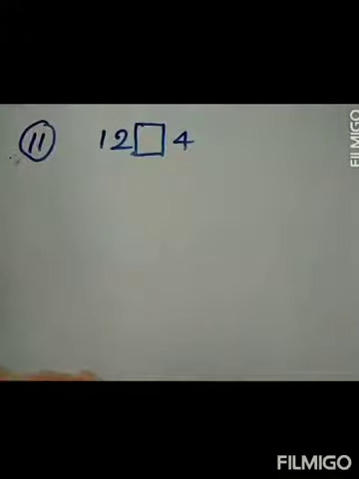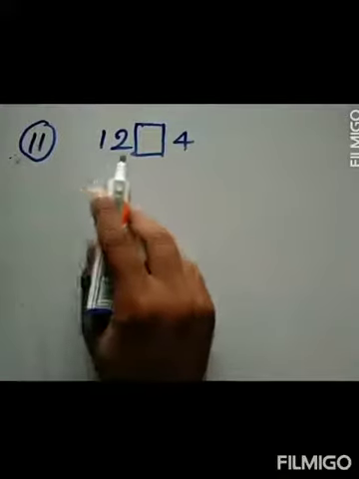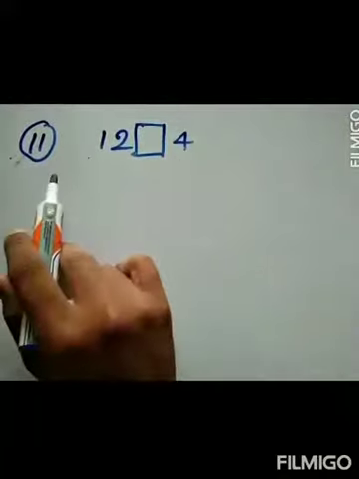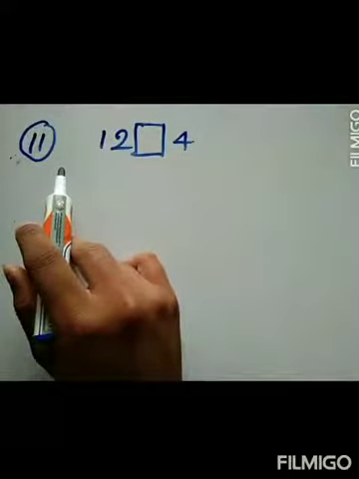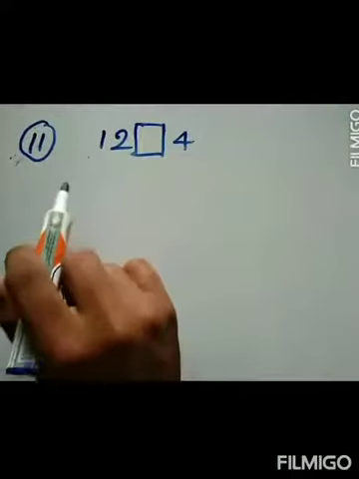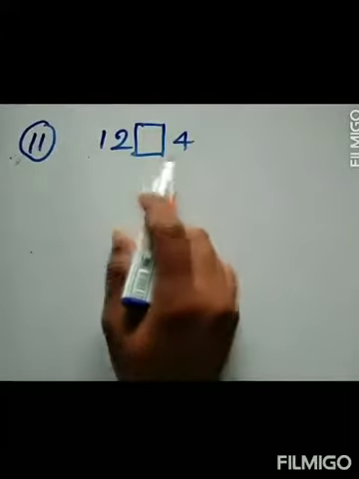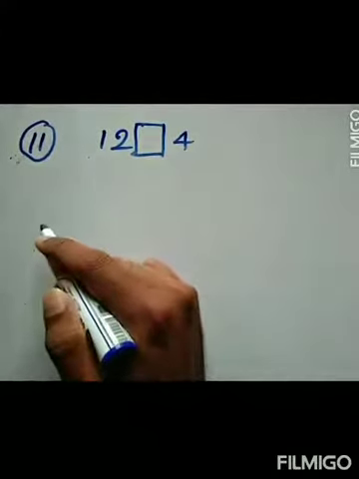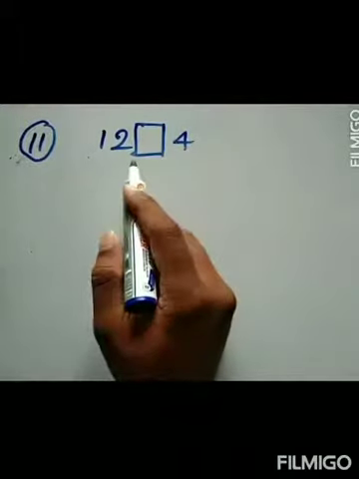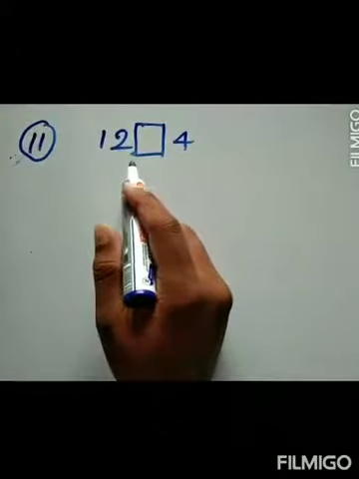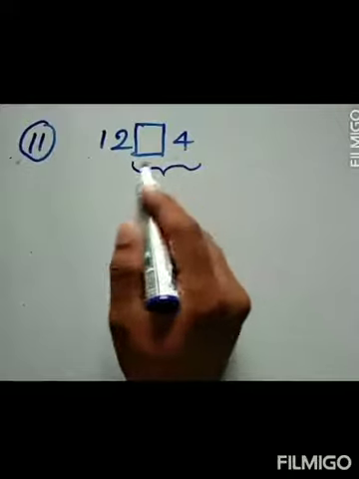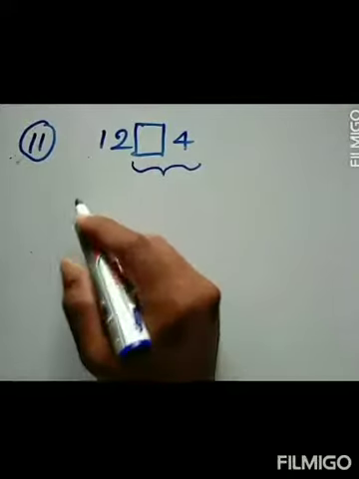Question says that 1 2 blank 4 is a 4-digit number which is divisible by 4. Write a digit which is suitable for the blank box. So this number is divisible by 4. The number which is divisible by 4 should have the last two digits divisible by 4.